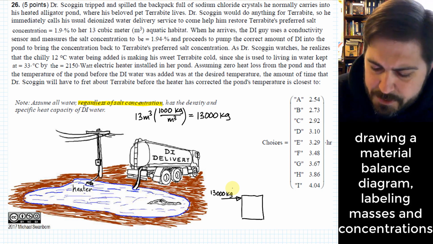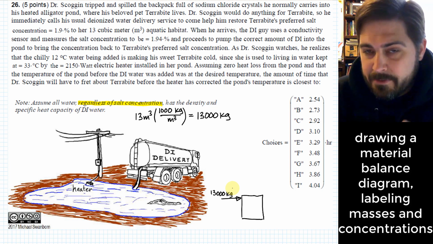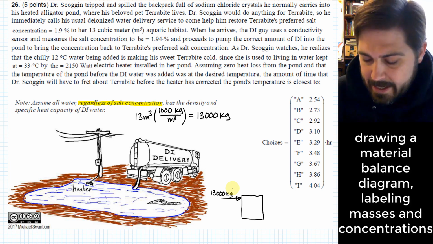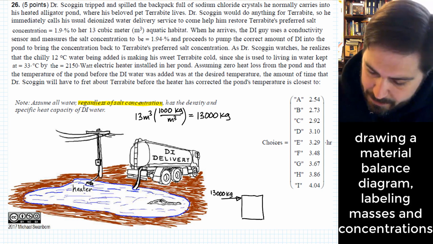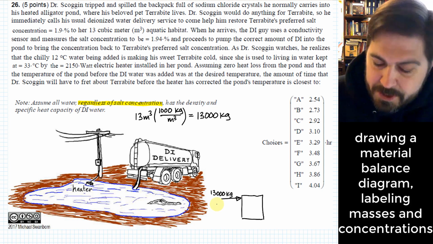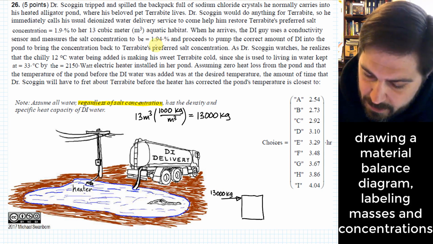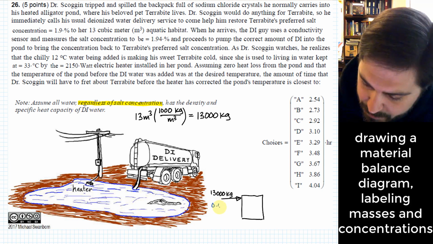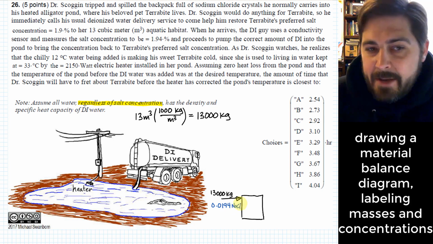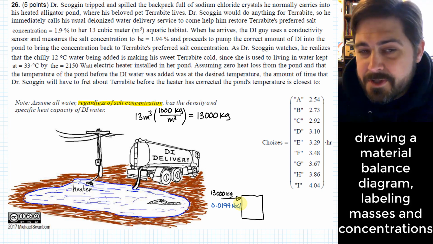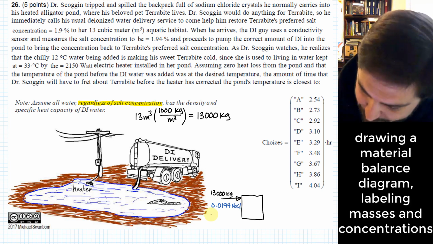All right, what else do we know about that flow? Well, we're going to assume that the water is really just made up of pure water, DI water, and salt. And so we can specify down below here how much salt was originally in the water based on the measurement that was taken by the DI guy. So this is 1.94% salt. We're going to express that as 0.0194 down below. And that basically means that we are 98.06% water.